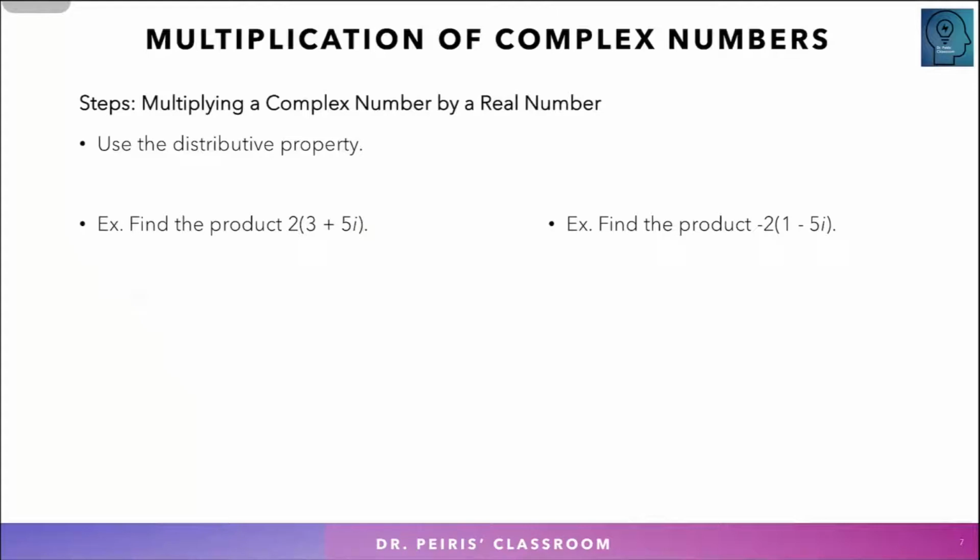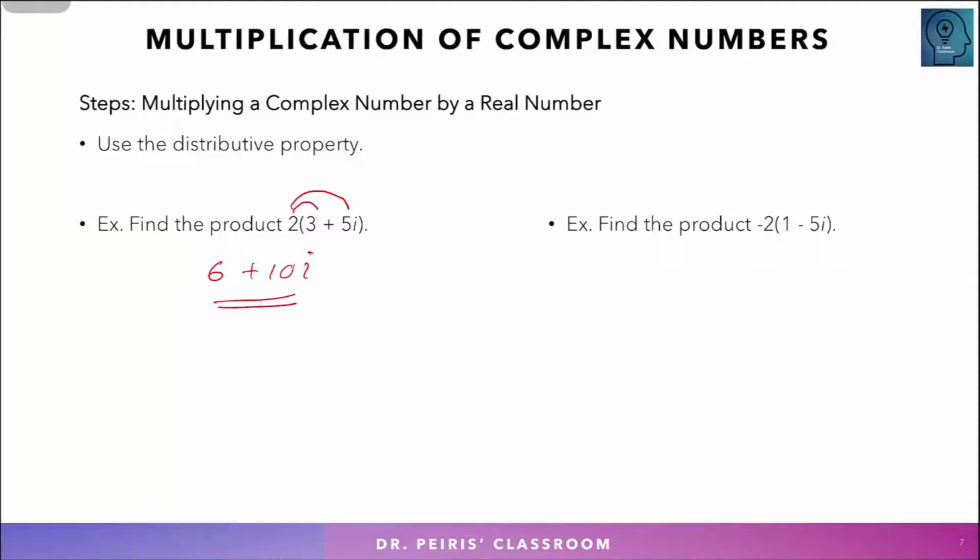Let's see the first example. Find the product of 2 and 3 plus 5i. So basically you're going to multiply 3 plus 5i by 2. So we do 2 times 3, 6, and 2 times 5i is 10i, and that's all. So you will find the product. We're going to do the same thing for the next example.